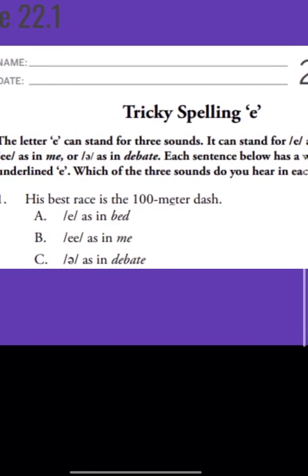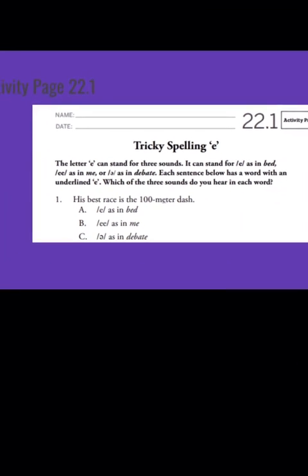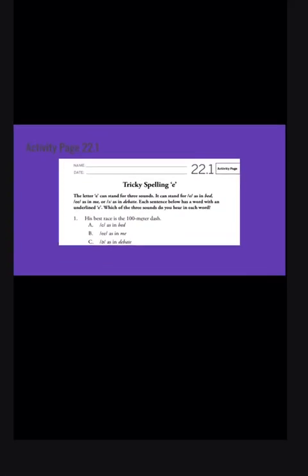Let's look at our options, A, B, and C. Is it making the sound, like in bed? Let's see, meter. No, it doesn't sound right. Let's go to the next one, B. E, as in me. Is it making that E sound? Meter. Me. Yes, it is. So we're going to circle the letter B. Okay, and you can pause this video and complete the rest of this page or do it after.